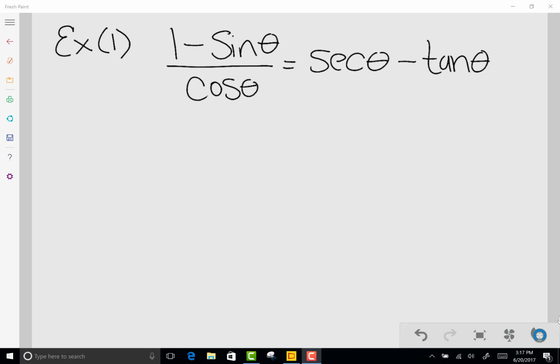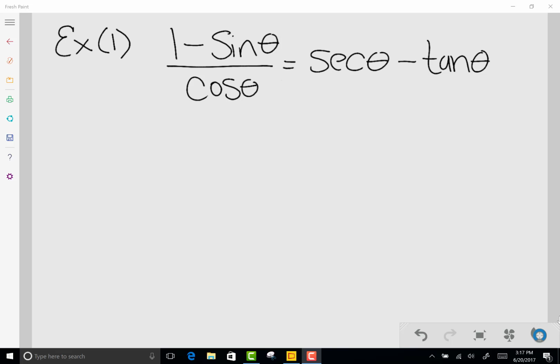In this video, we're going to continue to discuss proving identities, but we're going to choose a different method. In this method, we're going to either break a fraction up into separate fractions and simplify, or if they're already different fractions, you can combine the fractions and simplify. So in the first example, I want to prove that 1 minus sine theta over cosine theta is equal to secant theta minus tangent theta.